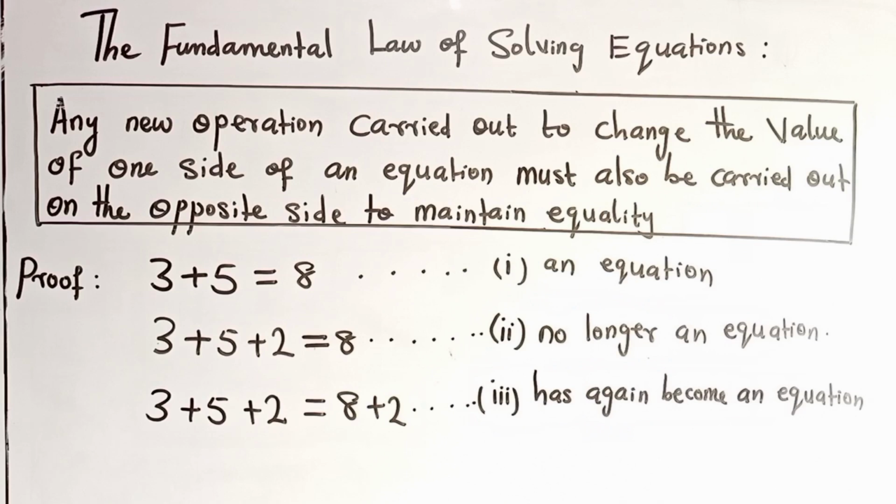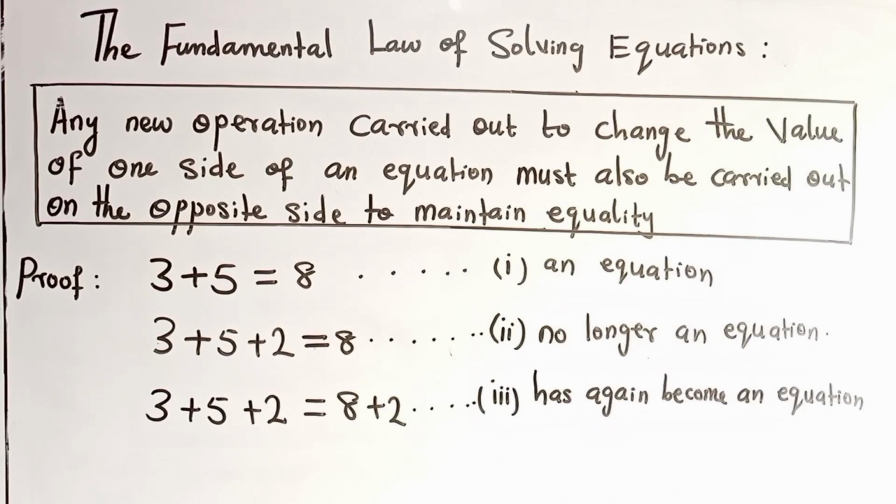Again, we say any new operation carried out to change the value of one side of an equation must also be carried out on the other side, that is, on the opposite side, to do what? In order to maintain equality, that is, to make sure that both sides are equal, to ensure that the value of the left-hand side is equal to the value of the right-hand side.